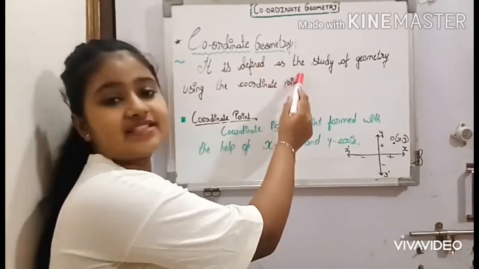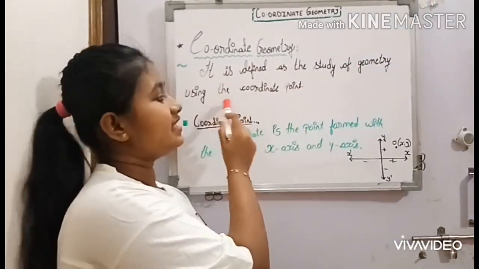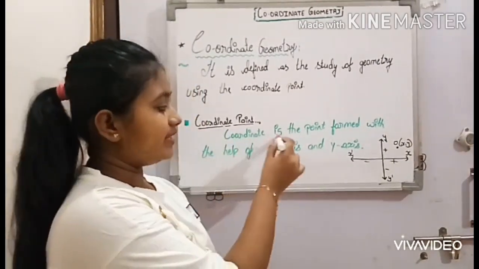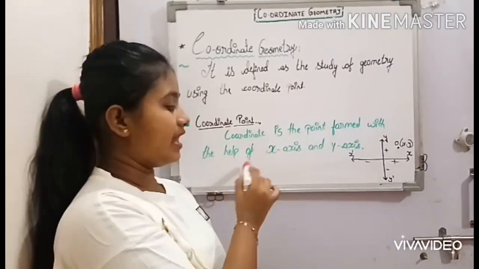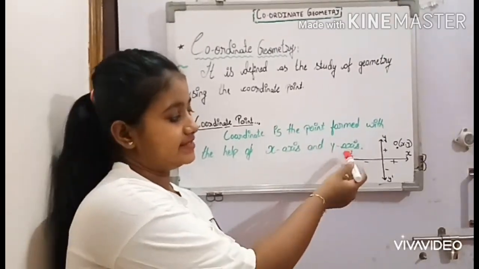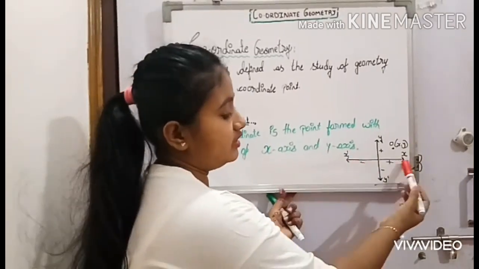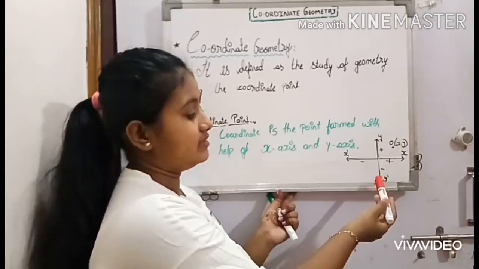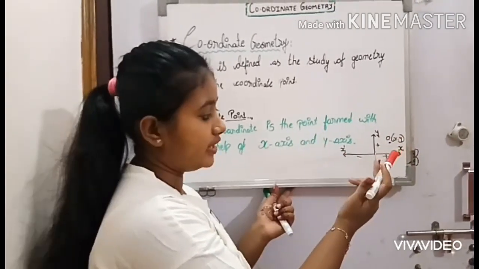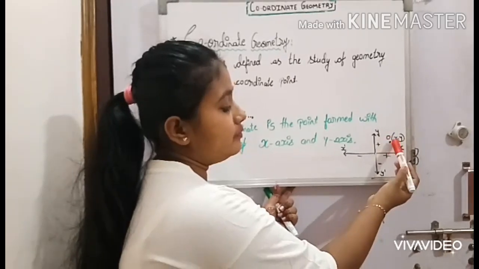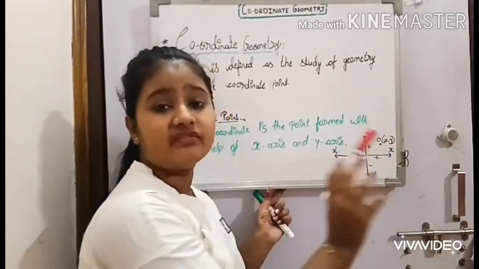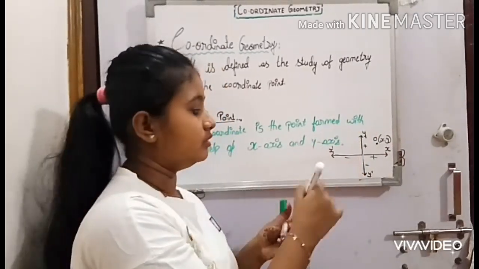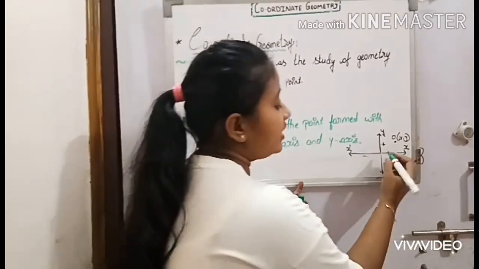It is defined as the study of geometry using coordinate points. Now, what is the meaning of coordinate points? A coordinate is a point formed with the help of the x-axis and y-axis. This horizontal one is called the x-axis and the vertical one is called the y-axis. Here there are 2 points. When we have a point here, O, x, y, we will write x first and after that y. It is a rule.